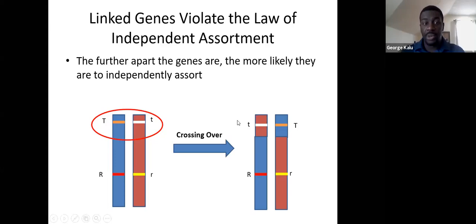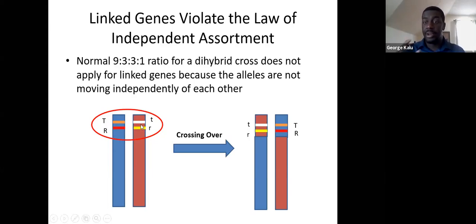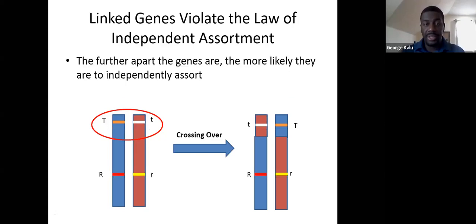But if they're too close to each other, they undergo crossing over together. And so we do not get this 9:3:3:1 ratio that we normally would get. Okay. So I'll just leave it at that. Any questions on linked genes and how they work here?